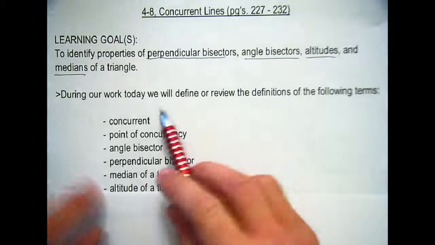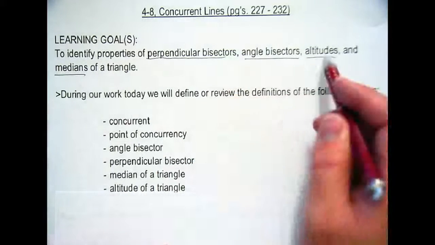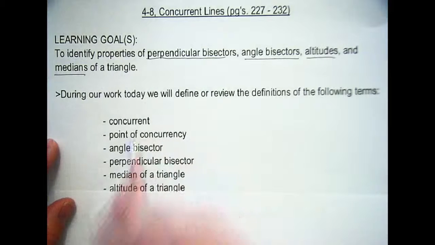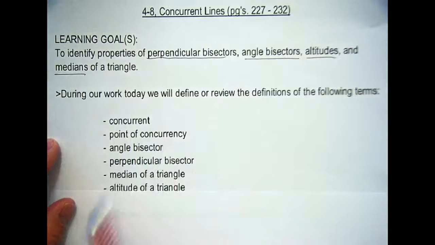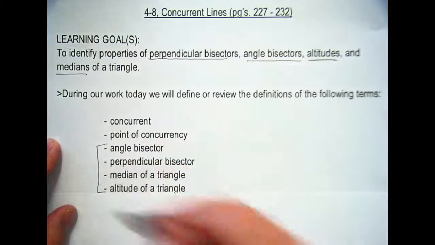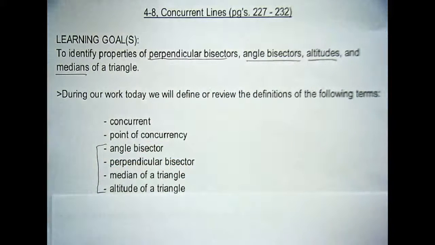During our work today, not only will we define these if you don't know them, because those are the things we're going to be dealing with in the triangles, but we're also going to define concurrent and point of concurrency. You can write these down if you want, but you don't really need to. You're going to add them to your notes.